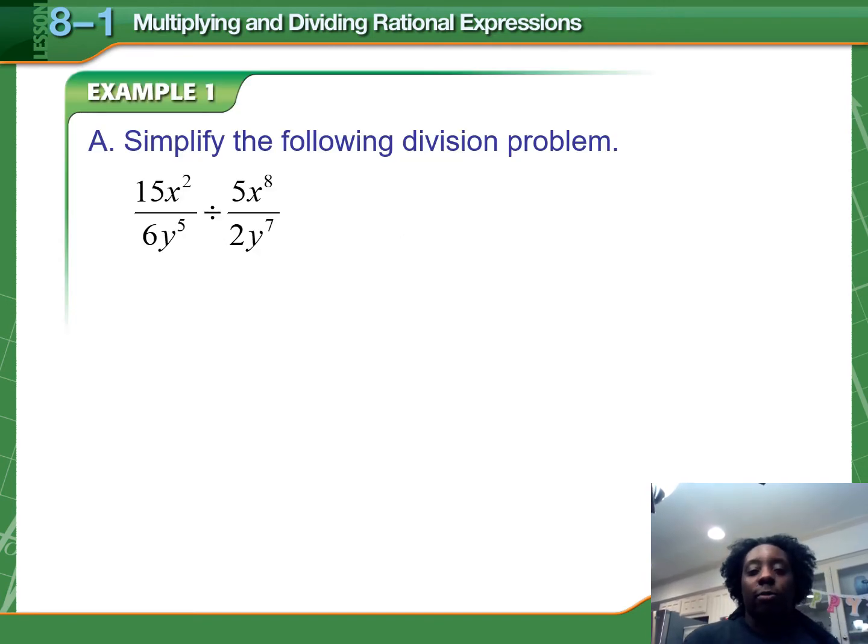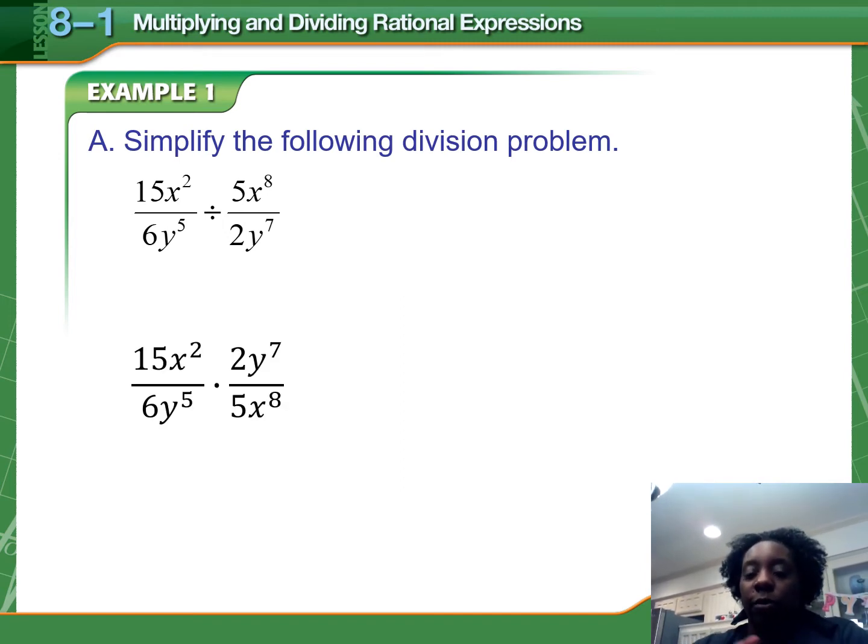All right, so we're going to simplify the following division problem. Again, we have to flip the second and multiply. So we're going to rewrite it as a multiplication problem, because you can't really divide by a fraction. You multiply by its reciprocal. So we flip that second fraction. Let me turn on my writing tools. So this got flipped, and it looks like that. Now we can do what we normally would do and just simplify it out.